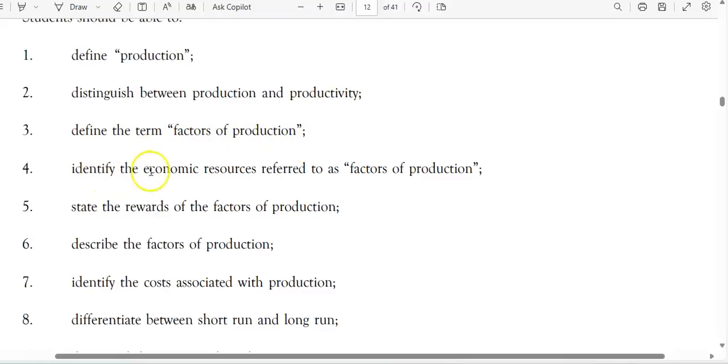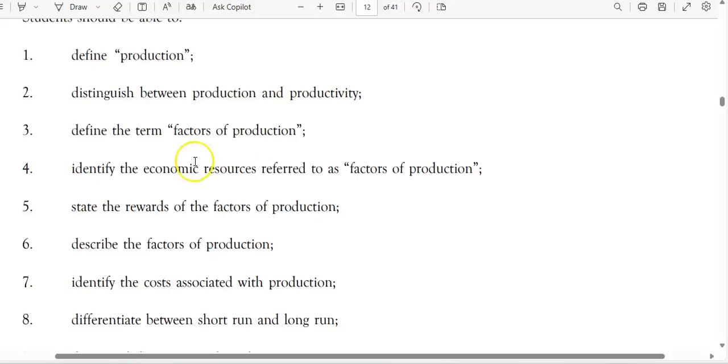However, we did identify the economic resources that are referred to as factors of production. So we would have done number four already, where we look at the land, the capital, the entrepreneurship, and the labor. But we can still look at it, but learning is never too much. So let's go. If we should define the term factors of production, it would be the economic resources that are essential to produce goods and services.